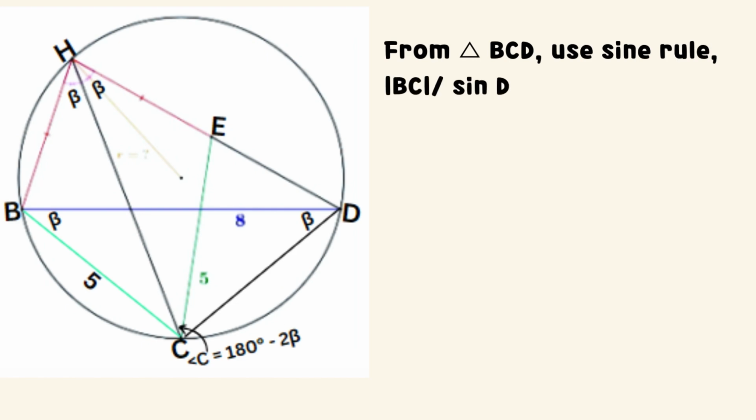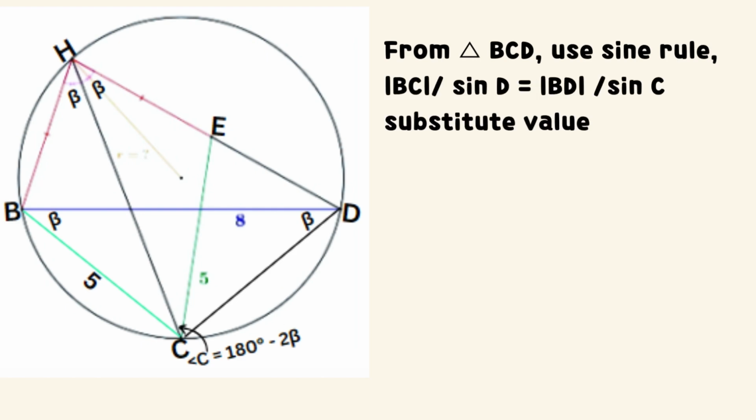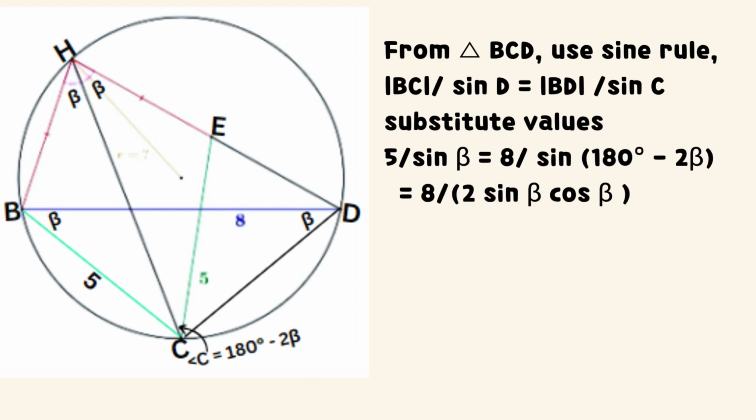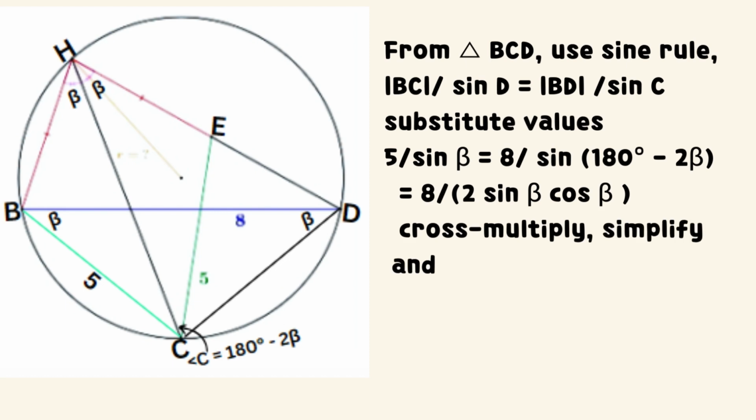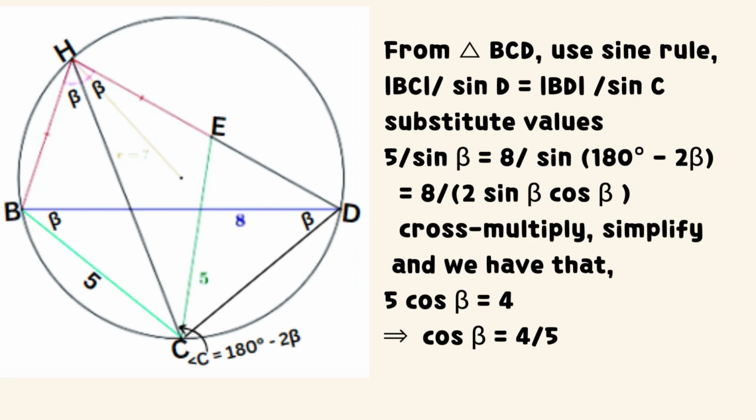From triangle BCD use the sine rule. The ratio of line BC to sine D equals the ratio of line BD to sine C. Substitute values and we have that the ratio of 5 to sine beta equals the ratio of 8 to sine of 180 degrees minus 2 times beta, which equals 8 divided by the product of 2 and sine beta times cosine beta. Cross multiply, simplify, and we have that cosine beta equals 4 divided by 5.